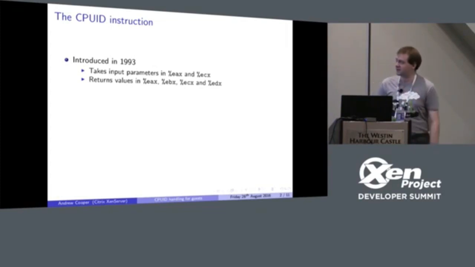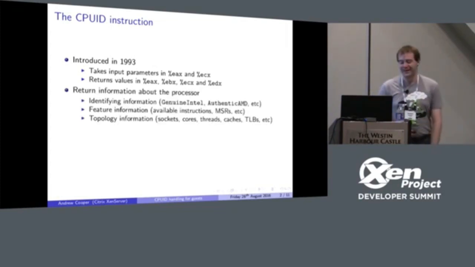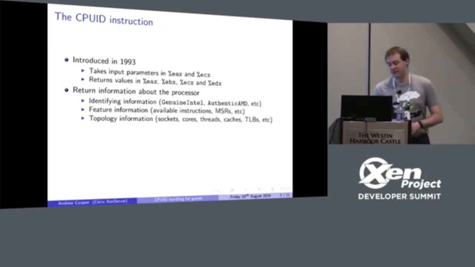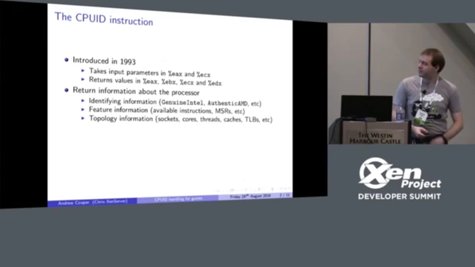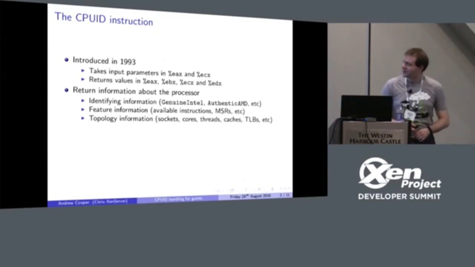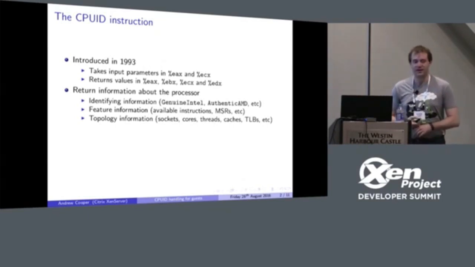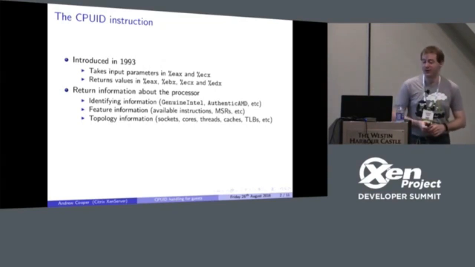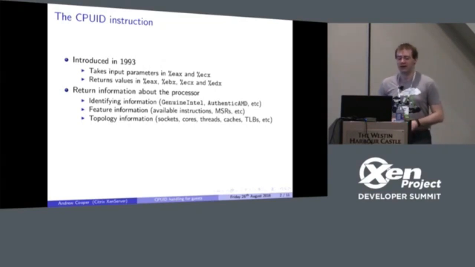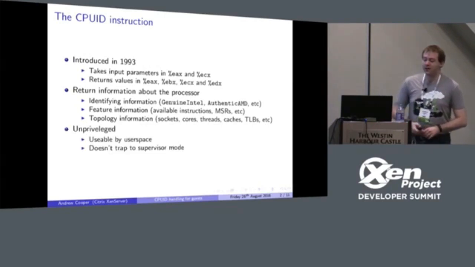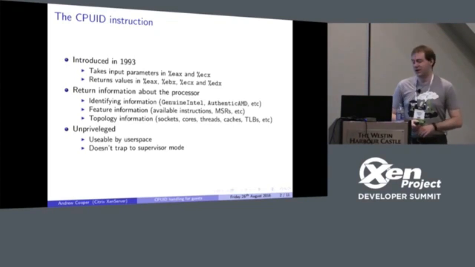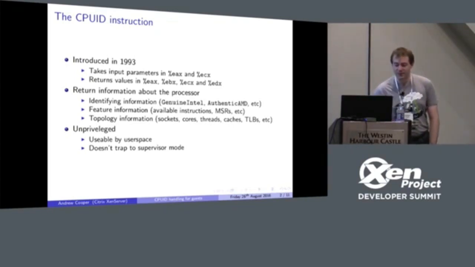The purpose was to return information about the CPU. It takes some parameters and gives some results back. It's just system-level stuff, CPU-level stuff. The bit that we're going to care about today is the feature information, because that is what's most relevant and, frankly, most fragile when it comes to migration. The CPUID instruction is unprivileged. It doesn't trap. It's directly usable by user space, and we'll get back to that problem in a moment.